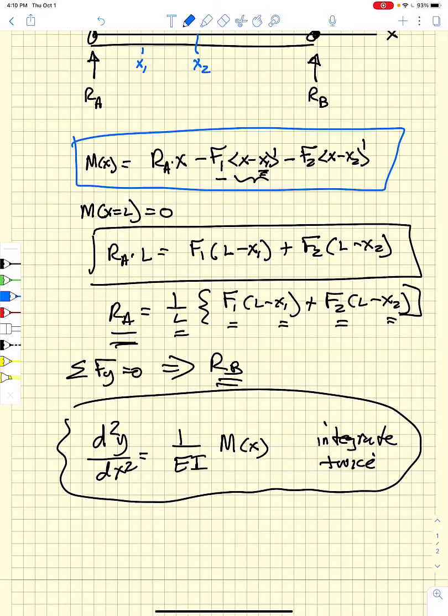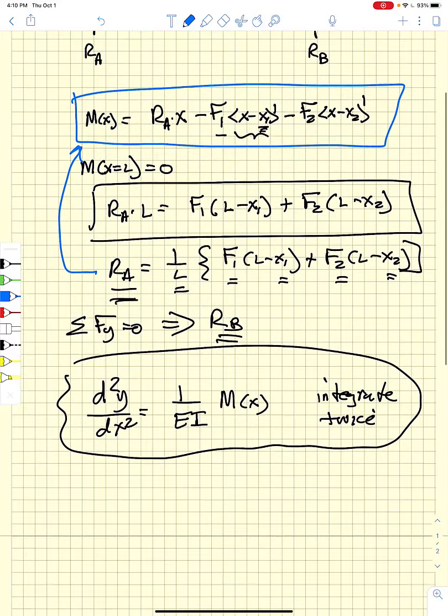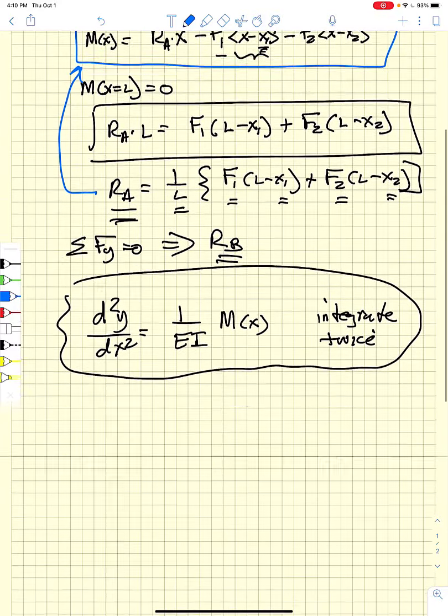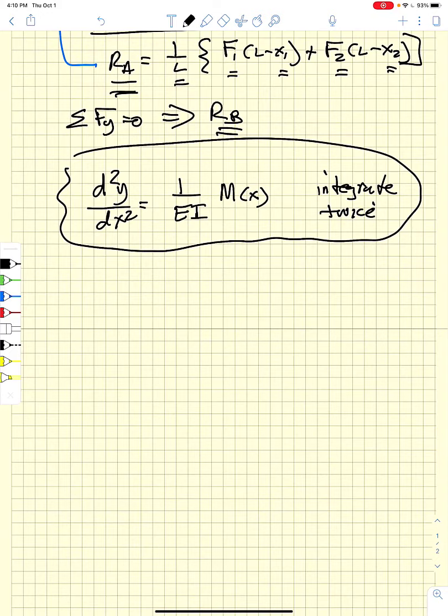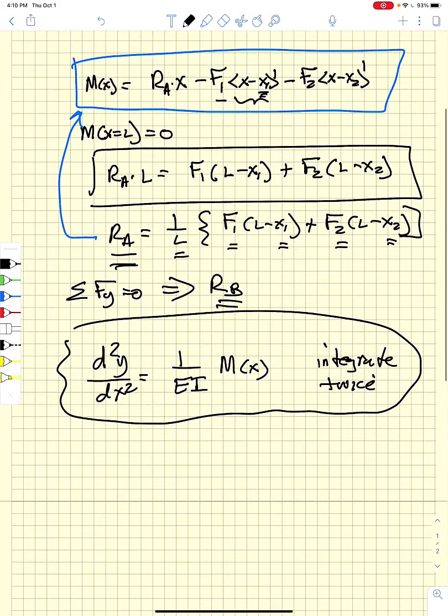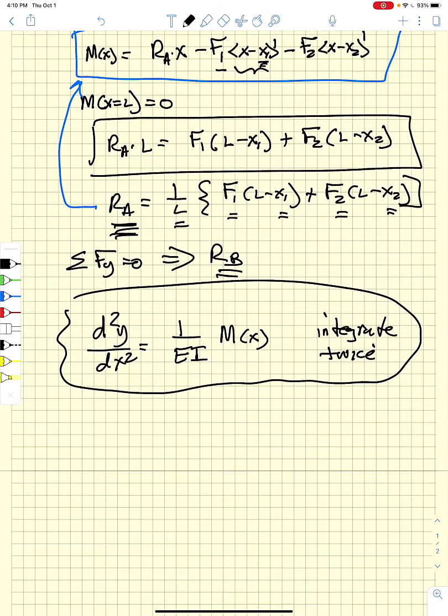But first, I will go back to this moment expression up here. I will plug RA into it, and that allows us to sort out what the moment is and write the moment as a function of x. So we have the moment as a function of x. We put that into our spreadsheet. We solve for RA. That gives us a perfectly good expression for the moment as a function of x. That means we could find the max moment. All we have to do is sort through our spreadsheet using the max function, and it will pull out the maximum moment for us. So that's relatively straightforward.